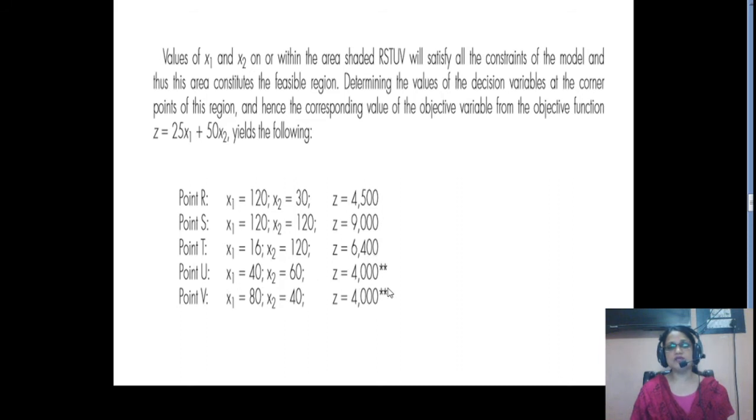Points U and V are giving you the same value. See students, since this is a minimization problem, we are not looking for the maximum value, we are looking for the minimum value, right? So the minimum value is 4000. With this we are getting two points where x1 is equal to 40 and x2 is equal to 60, or x1 is equal to 80 and x2 is equal to 40. So the organization can go with either of these two combinations, right?